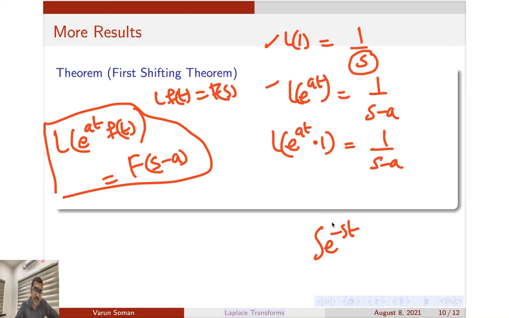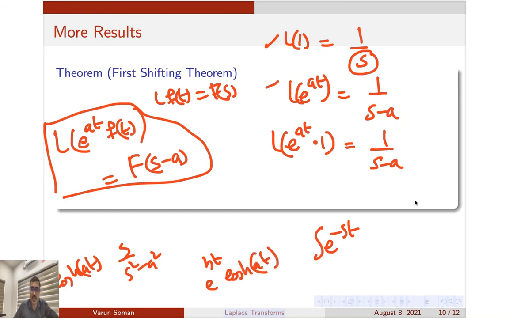It's a very simple thing. So just try to understand the theorem first. Whenever you multiply some function with e raised to at, your transform will be shifted from s to s minus a. Suppose your transform contains s by s square minus a square. This is the transform of cosh at, right? Suppose I am going to multiply this with e raised to bt into cosh. Suppose I need to find the transform of e raised to bt into cosh at.